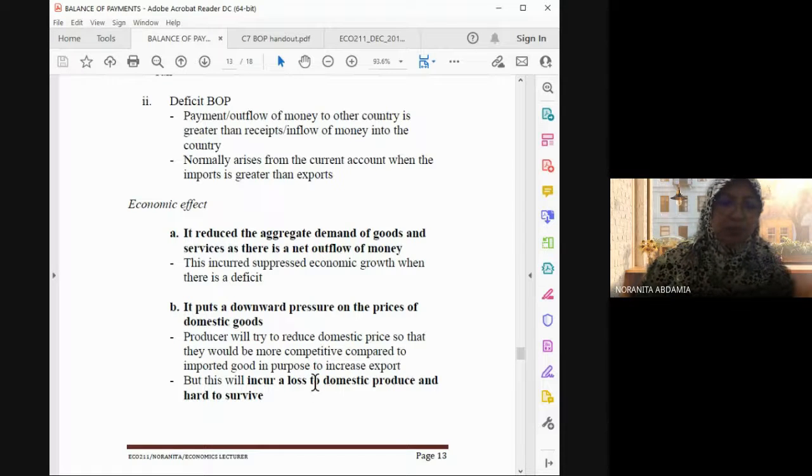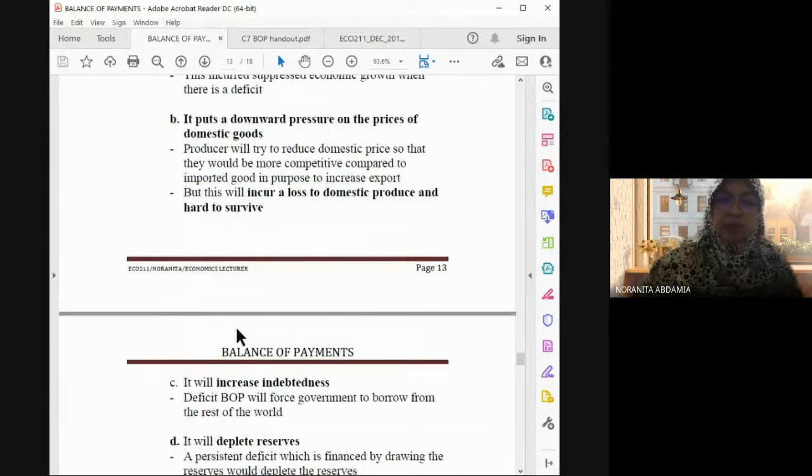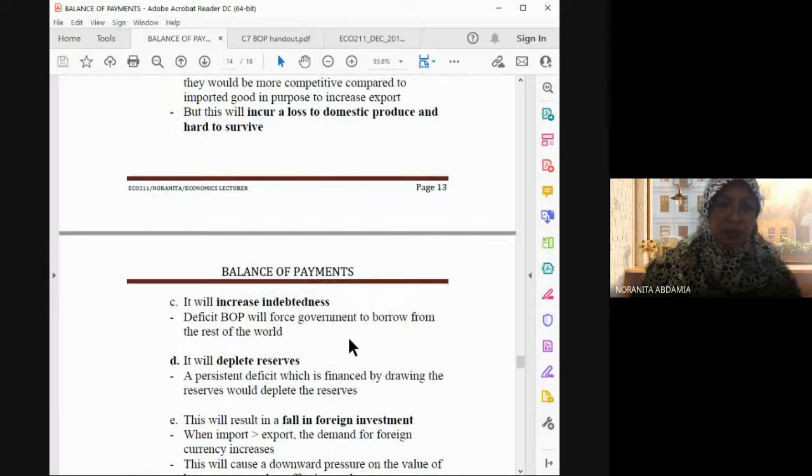Sebab apa? Sebab bila ekspor kita dah tidak ada demand, okay, dengan harga yang sedia ada, so we have to lower the price of the goods, especially in the domestic market, so then at least it can be sold. So menyebabkan lagi tekanan dah lah dekat ekspor, dah tak boleh buat apa dah. Okay, dalam Malaysia pula tak terjual. Itu masalah bila barang tak terjual ni. So it puts a downward pressure. Of course this will incur a loss to domestic producers and make it hard to survive. What else? It will increase the indebtedness. Yes, hutang lapuk. Bila kita tak terjual, kita akan banyak berhutang.